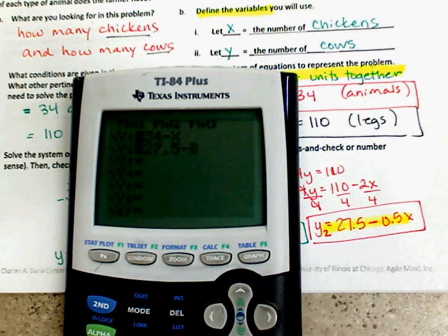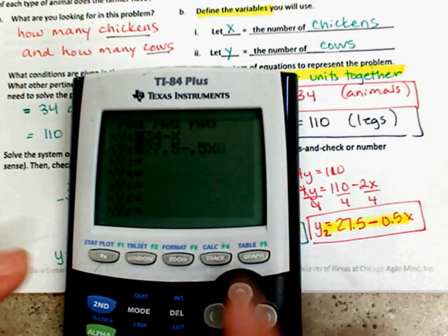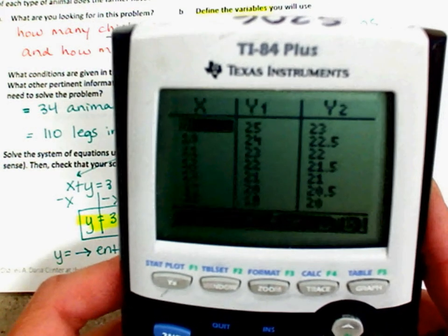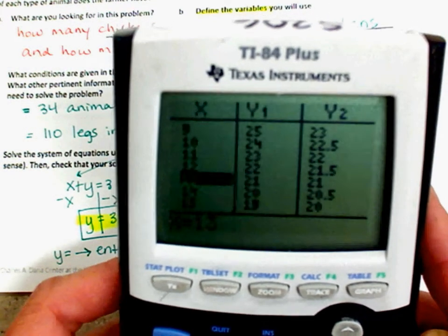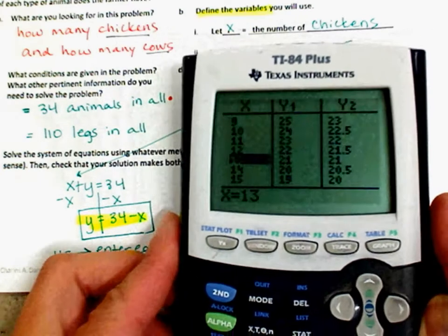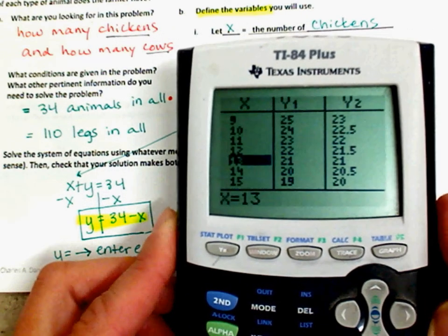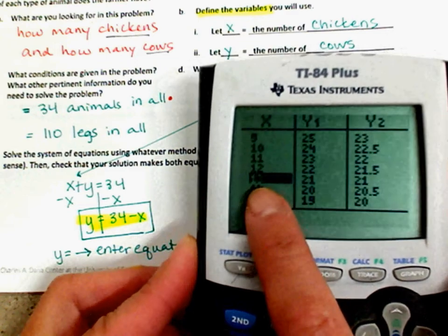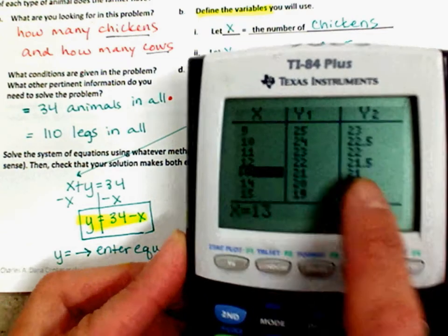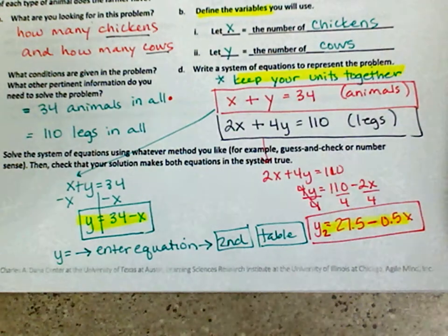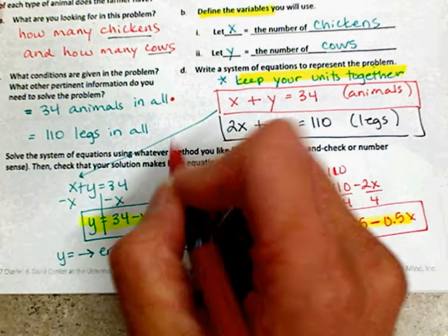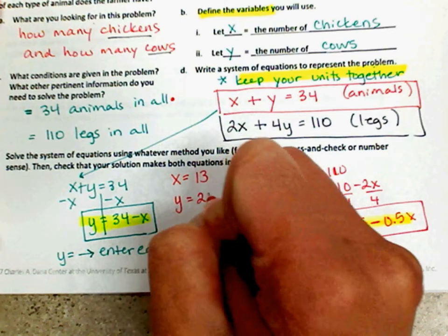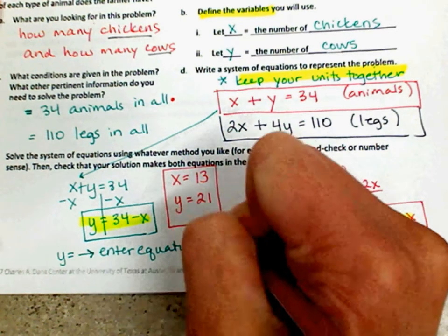Second table. Now, scroll through here. Where do you see the same number? Oh my goodness, look at that. You guys see that? Oh, 21 and 21. x is what? 13 and y is 21. So, what is the answer? x is equal to 13, y is equal to 21. Okay, so there is your answer.